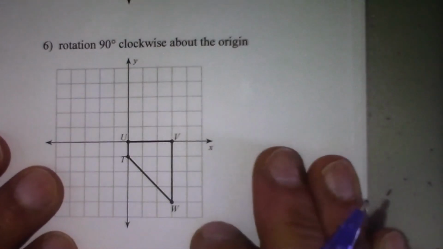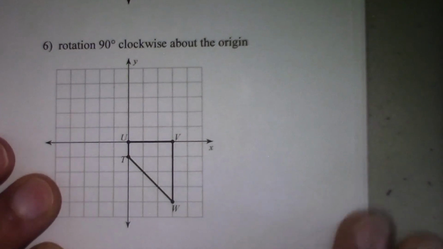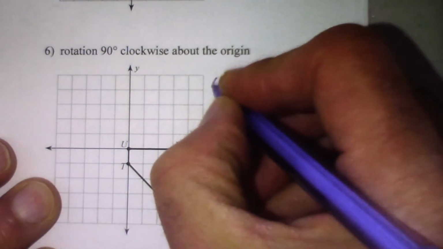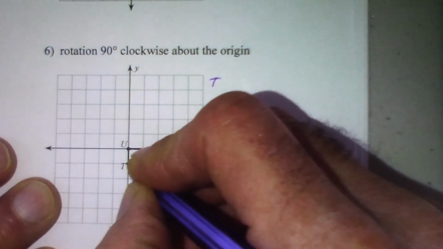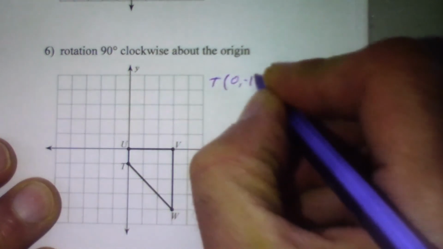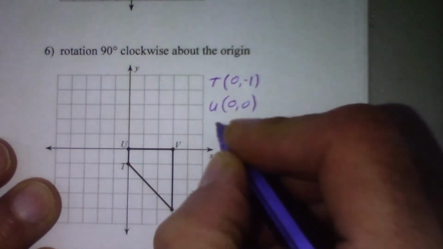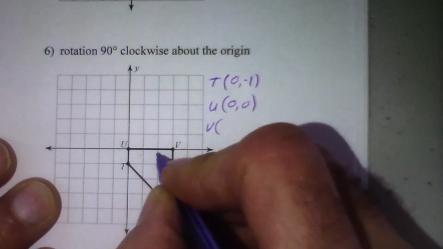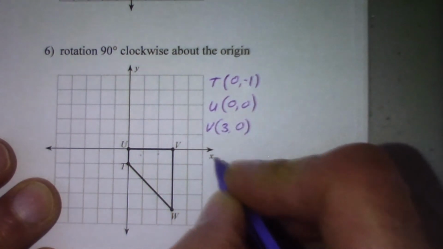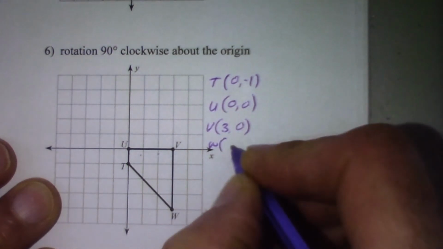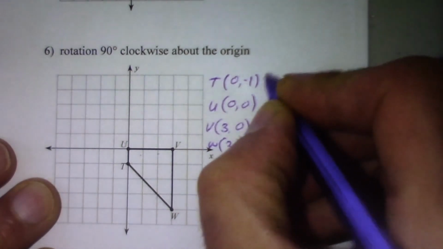Alright, we'll go to number 6. Number 6 is a good one. 90-degree rotation clockwise around the origin. So, T, U, V, W. So point T is at 0, negative 1. U is at 0, 0, it's sitting on the origin. V is at 3, 0. And W is at 3, negative 4.